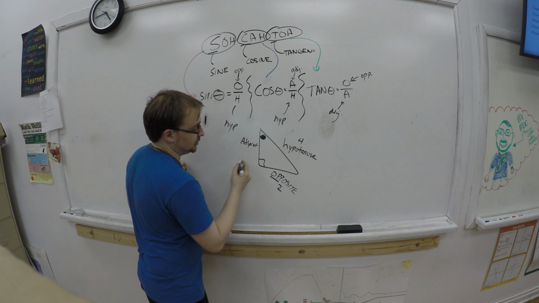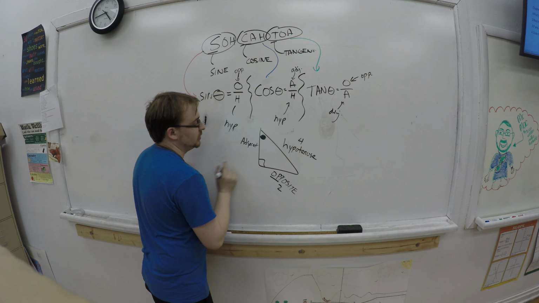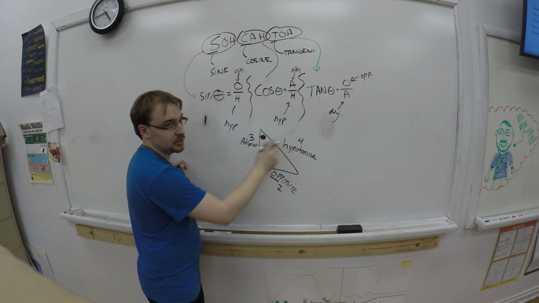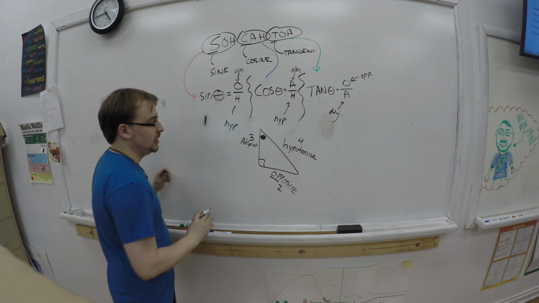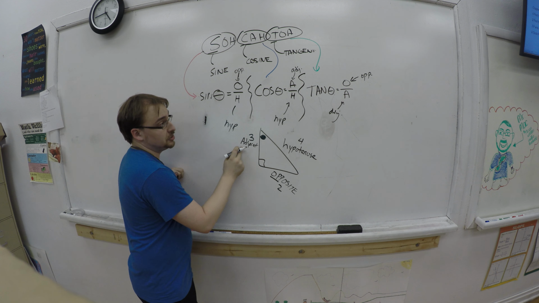So let's give this guy a value. How about 3? This would totally not work out as a right triangle, by the way. Just making up numbers. So it's going to be adjacent over the hypotenuse.